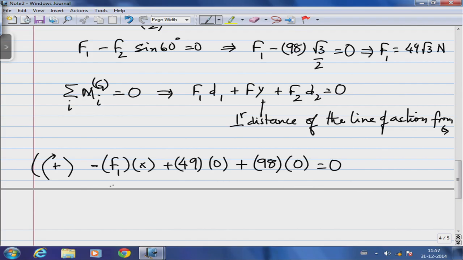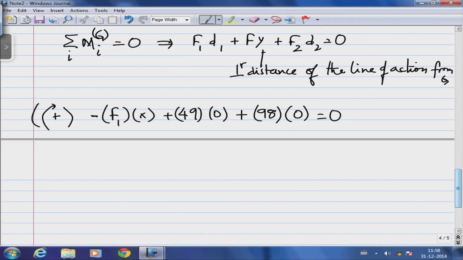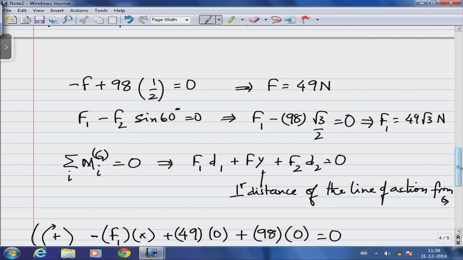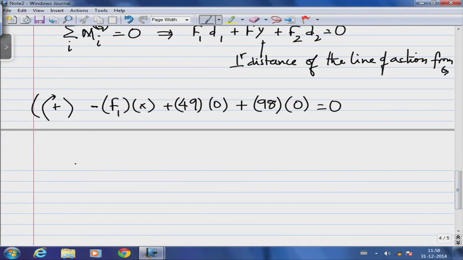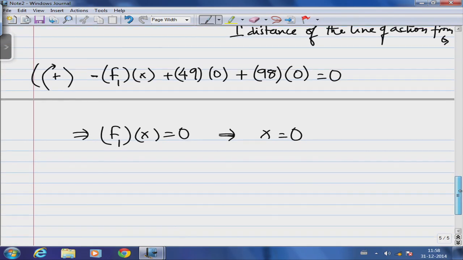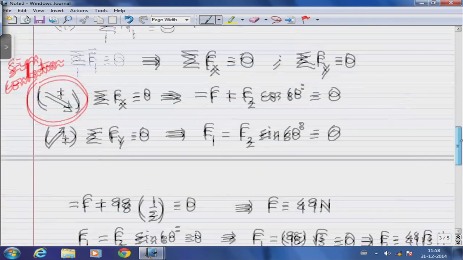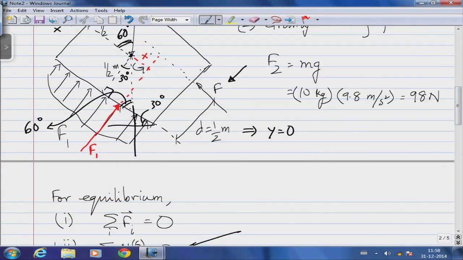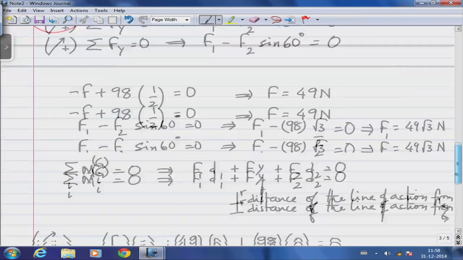So, for equilibrium we require that F1 times x with a negative sign plus 49 times 0 plus 98 times 0 equals 0. F1 we just found is a non-zero number, which implies x equals 0. Okay. So, we have now determined this unknown quantity x, the unknown quantity F1, as well as the unknown force F required to hold this body in equilibrium.